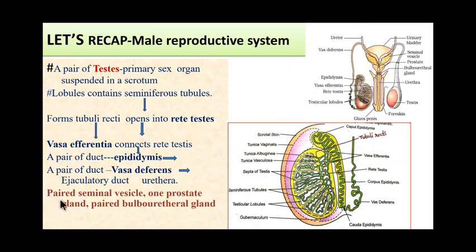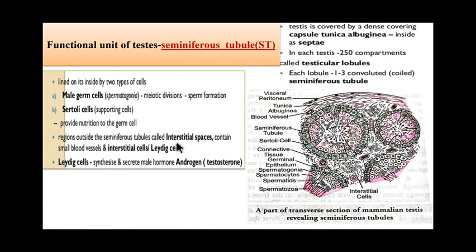Then we studied the paired seminal vesicle, one prostate gland and the paired bulbourethral gland. Okay. Now today we will be starting with the seminiferous tubule. The functional unit of the testis is the seminiferous tubule, meaning the testicular lobules are compartments, and each lobule has 1 to 3 convoluted seminiferous tubules. Now this seminiferous tubule is lined by the germinal epithelium.